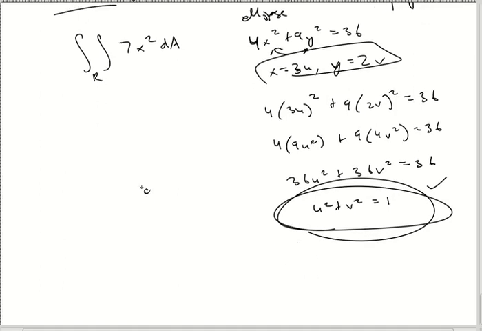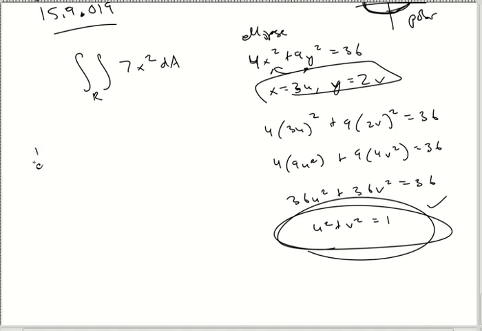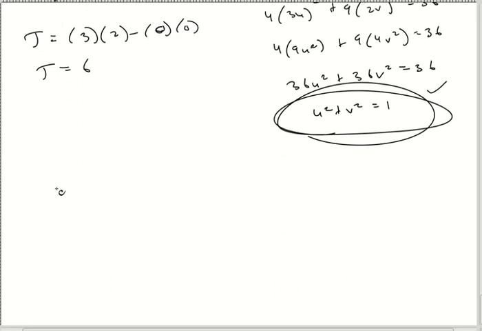Super, super easy. One last thing before we jump off the deep end, my Jacobian. So x in terms of u is a 3, y in terms of v is a 2, and then they don't have the other terms even in them, so they're zeros. And so we got 6. Jacobian 6, we got our new region. Here we go. It's double integral of 7x squared dA.